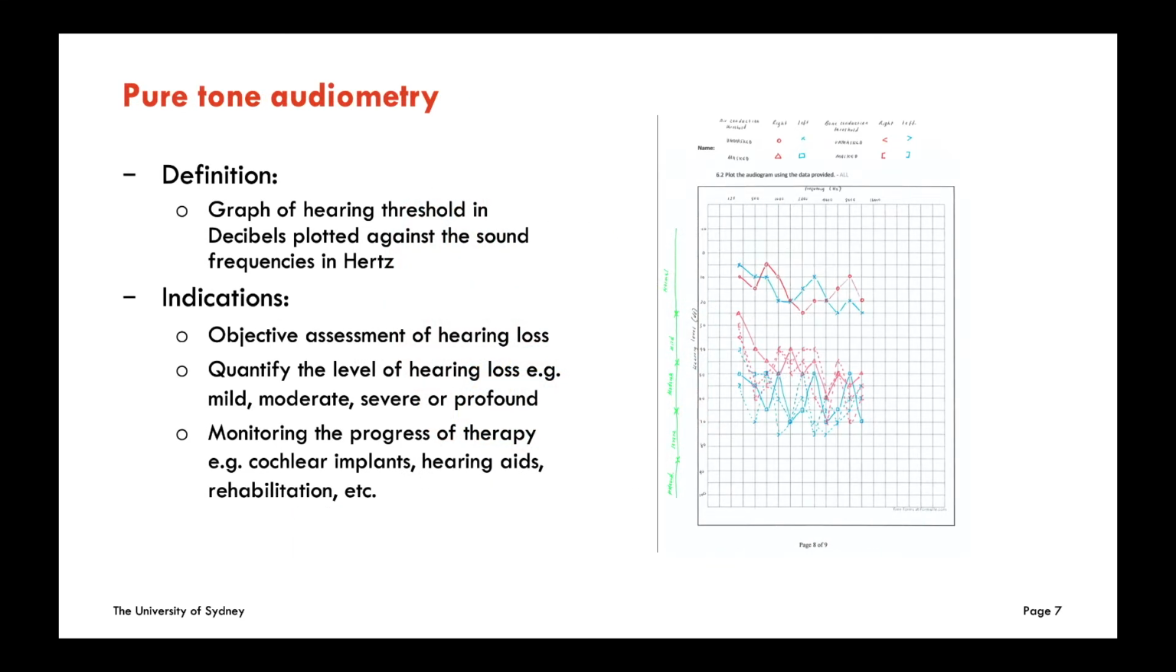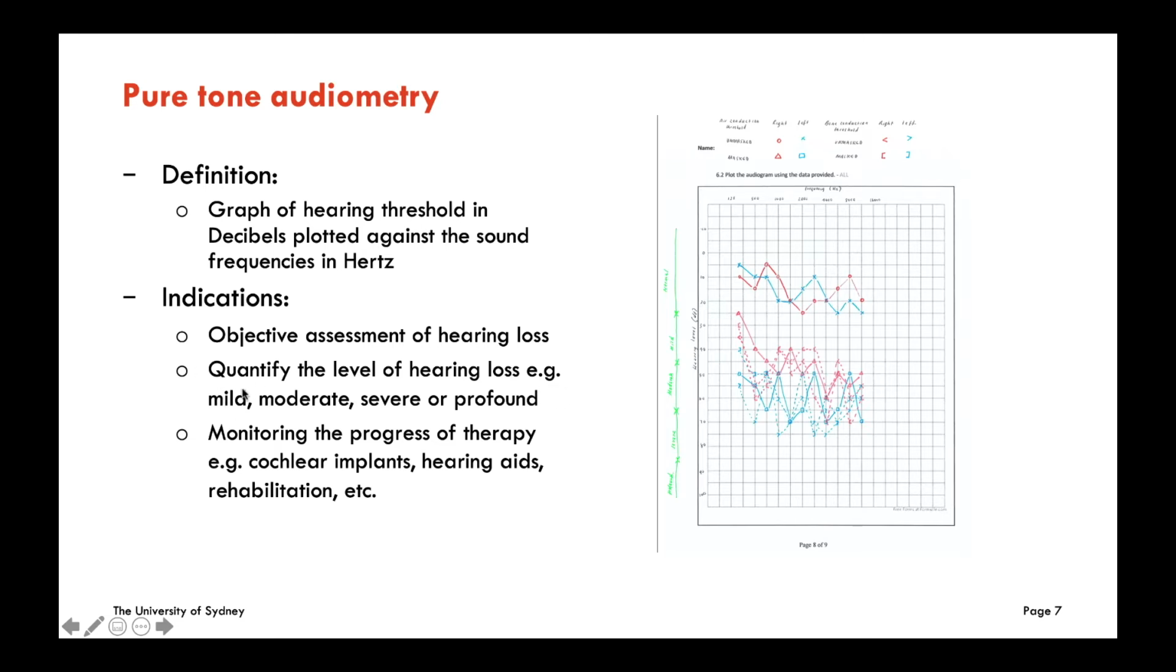So a pure tone audiogram may be defined as a graph that displays the hearing threshold in decibels on the y-axis against the frequencies of sound, which are gradually increasing, and these are denoted in hertz. The indications for pure tone audiometry include objective assessment of hearing to quantify the level of hearing loss, such as mild, moderate, severe, or profound.